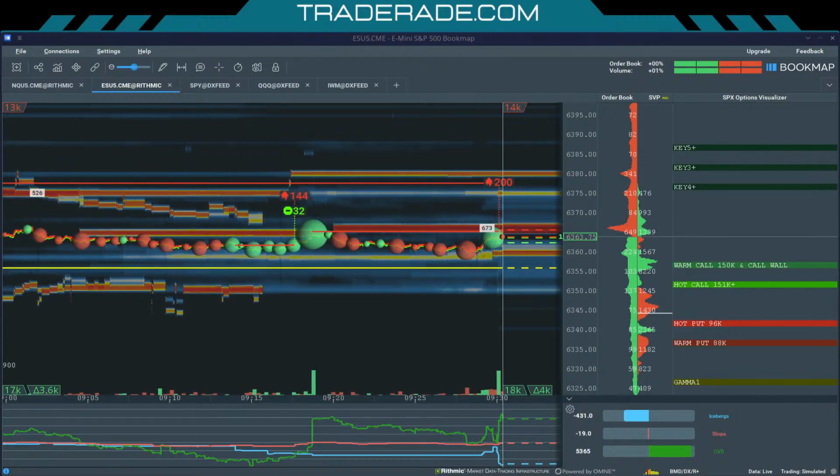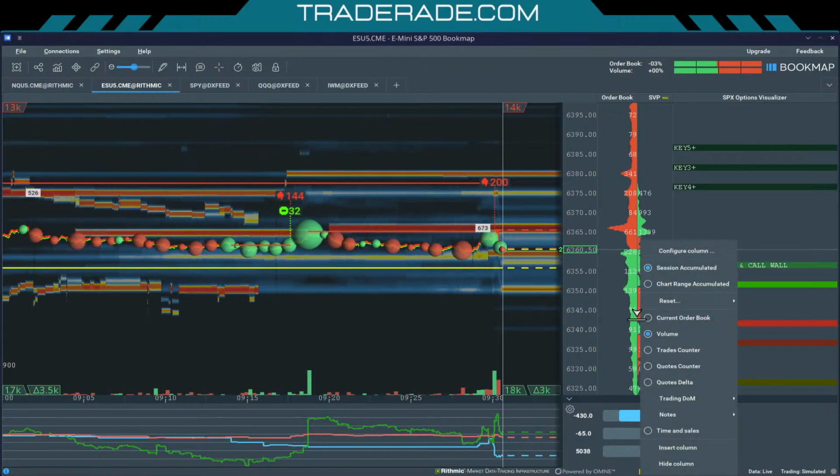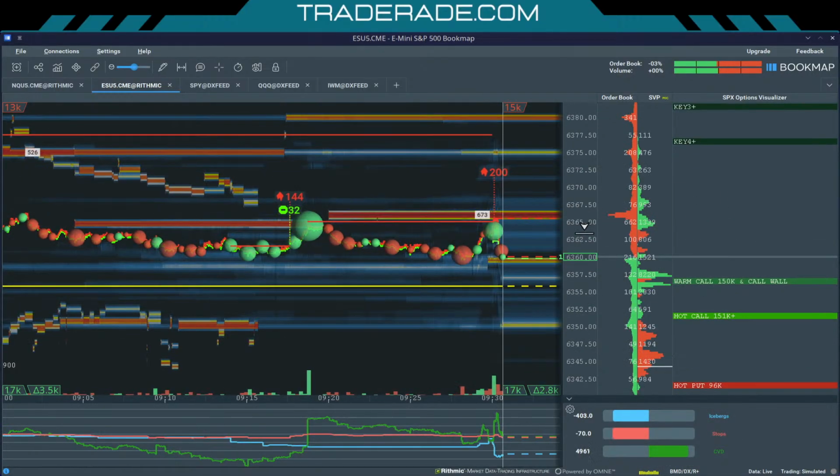Markets are open here. Looks like we're probably going to have a bit of a volatile start. You can see volume starting to come in. Some Iceberg selling 200 on top there just by that offer, which is now 663. I'm going to zoom in just a little bit here.